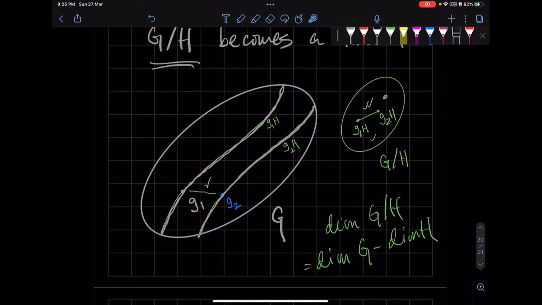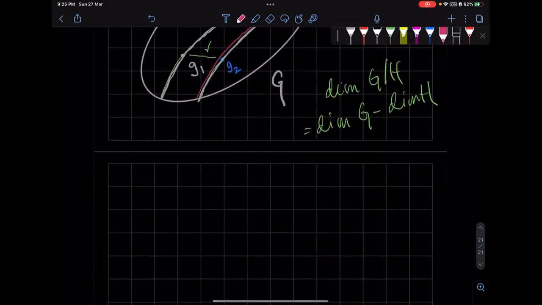So that's all I mean: if these two orbits are very close to each other in the original group, then they would be very close to each other in the coset manifold. Okay. So I think I'm going to stop here. I'm not going to give you the example, but I'm going to give you a tantalizing clue: you can use this notion to show that SO3 over SO2 is S2.